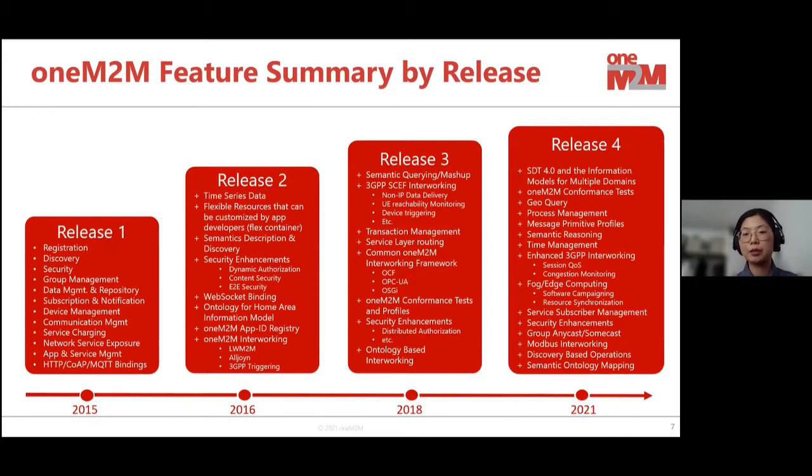And in the current release 4, we provide SDT 4.0. SDT means Smart Device Template. Later, I will introduce more details about this SDT 4.0. We also provide, for example, Modbus interworking and semantic features. So the main purpose of oneM2M is to provide interworking to link a oneM2M system with other systems and help developers to access the existing resources through the oneM2M network and systems.